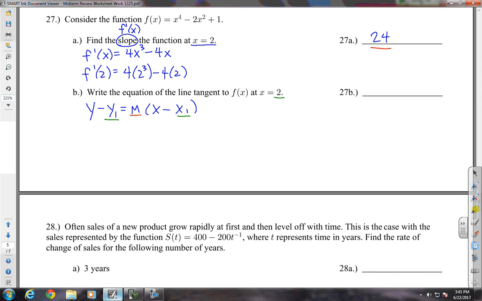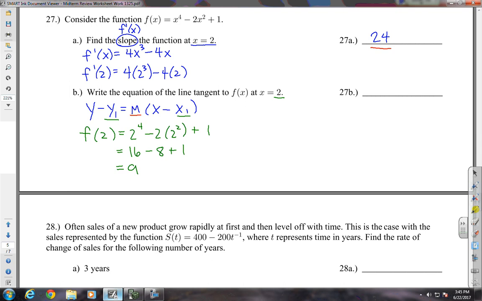To find the y value that corresponds to x equals 2, we're going to find f of 2. Notice I'm using the original function to calculate the y value. We'll evaluate 2 to the fourth minus 2 times 2 squared plus 1. This is 16 minus 8 plus 1. 16 minus 8 is 8, and 8 plus 1 is 9. So 9 is y1. Let's plug this information into our point slope form.